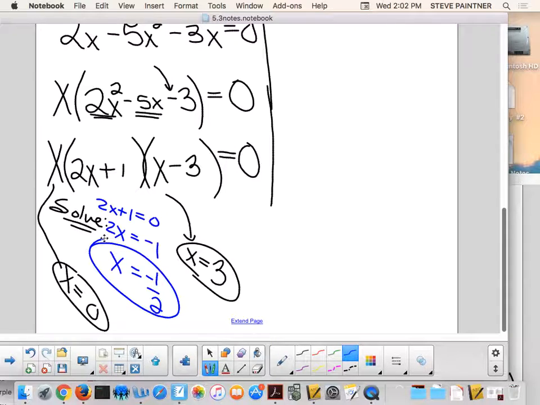All right. So the secret was put it in standard form, set it equal to 0, factor it, pull out the answer. Next one.